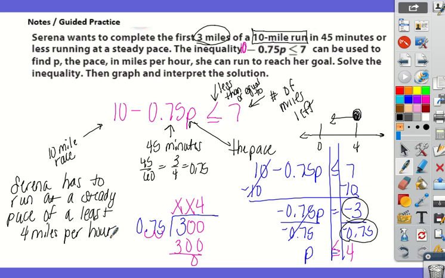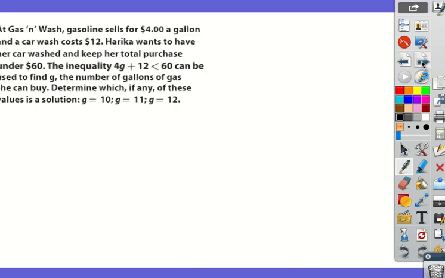Okay, so check it out. We took it from a 2-step, we broke it down into the meaning of each part of that 2-step. We solved it, we graphed it, and we wrote our sentence. All the parts you need in order to solve a 2-step inequality.